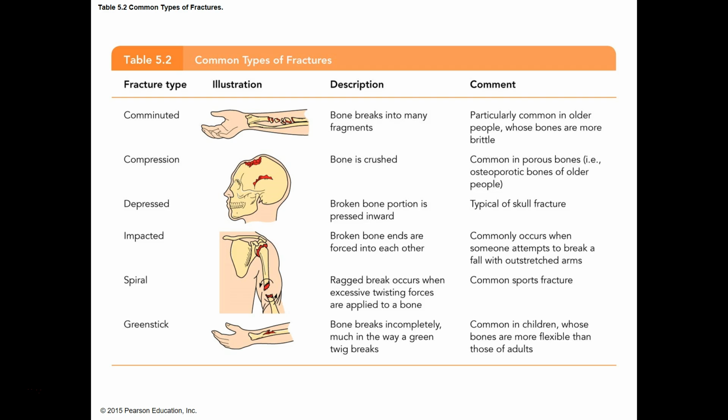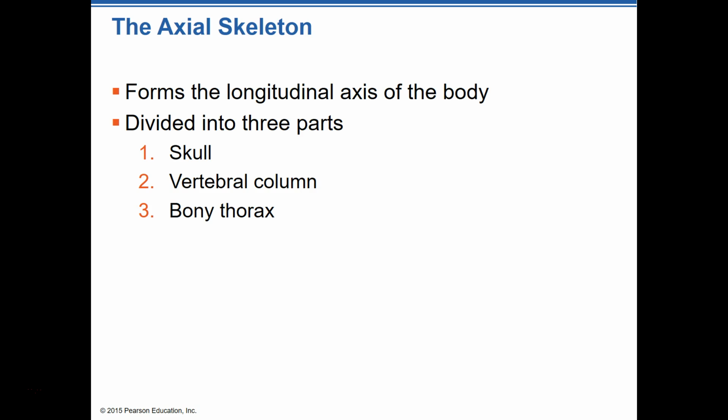So we see examples of what those fractures look like here, and a picture of them. We see the comminuted and compressed. We see compressed or depressed skull fractures is oftentimes what we see. Spiral and greenstick, those kinds of fractures. Okay? All right, so the two divisions of the skeleton. We've talked about the bones and the makeup of bones and the repairing of bones. Now let's talk about the two divisions of the skeleton.